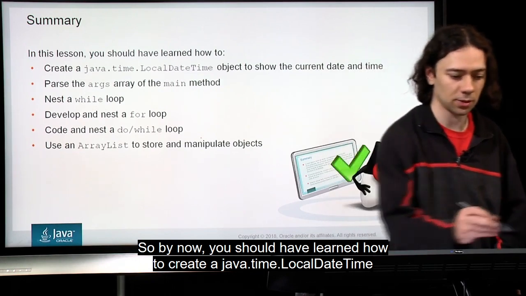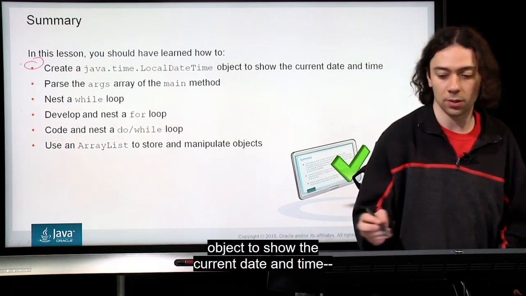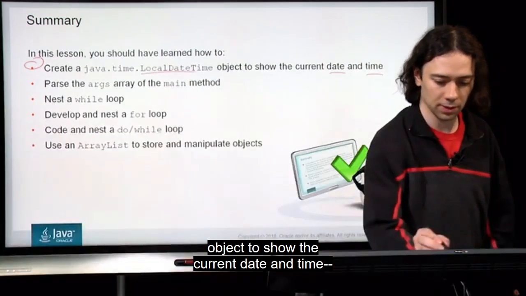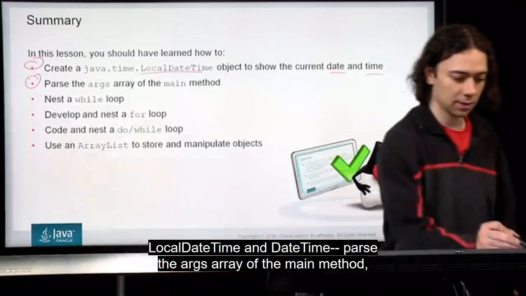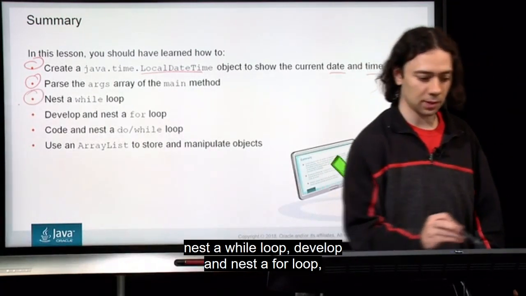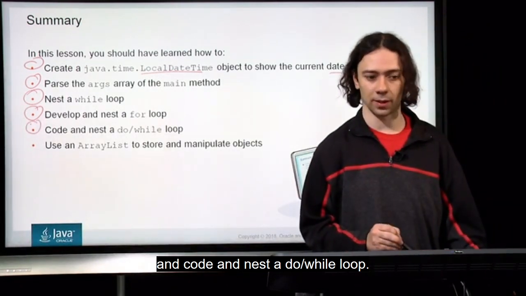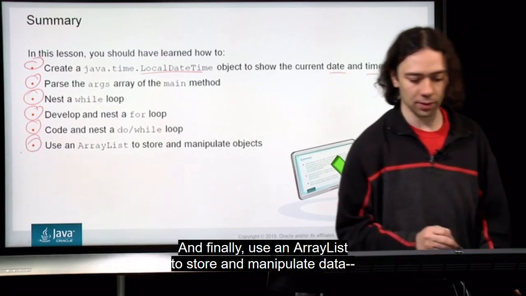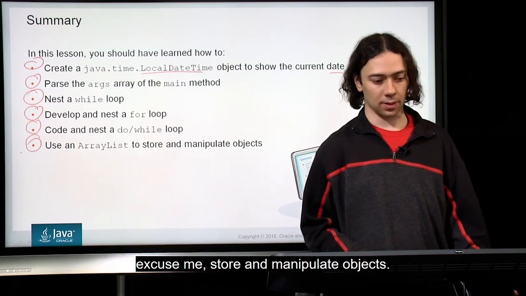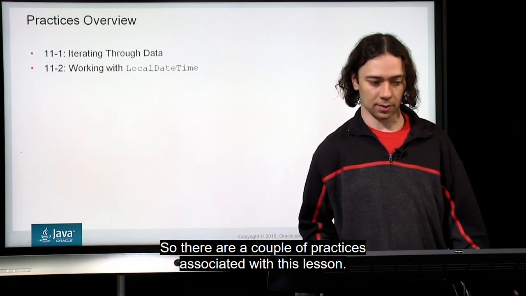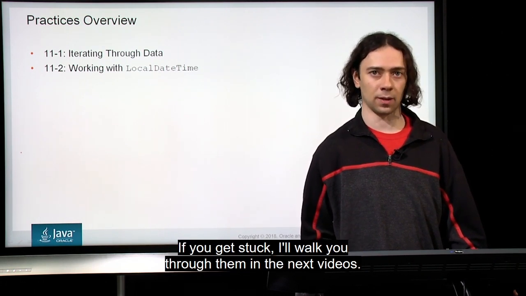So by now, you should have learned how to create a java.time.LocalDateTime object to show the current date and time, parse the args array of the main method, nest a while loop, develop and nest a for loop, and code and nest a do while loop. And finally, use an array list to store and manipulate objects. There are a couple practices associated with this lesson. Go ahead and give them a try. If you get stuck, I'll walk you through them in the next videos.